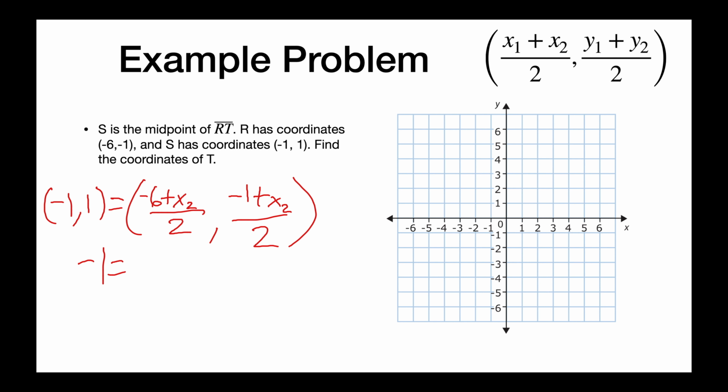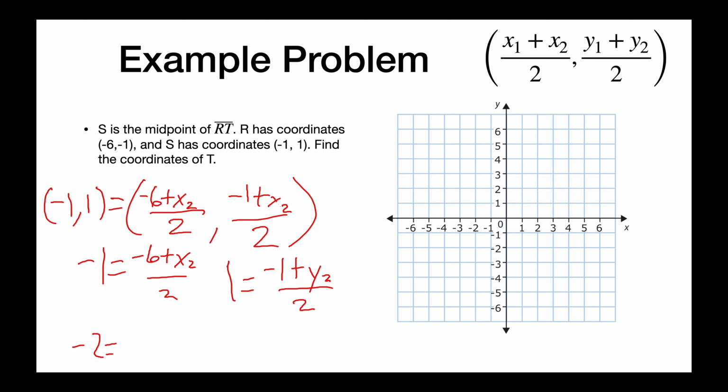Negative 1 is equal to negative 6 plus x2 over 2. And this is not x2, let me fix this, plus y2. And then 1 is equal to negative 1 plus y2 over 2. In the case of both of these, we would multiply by 2.